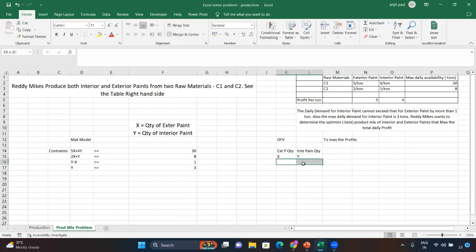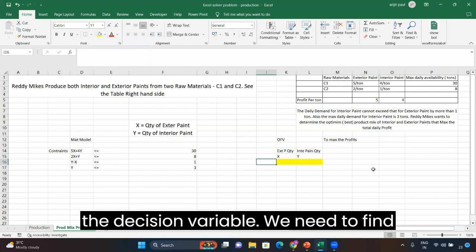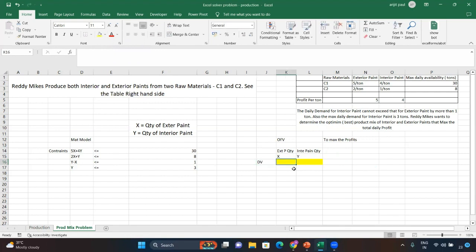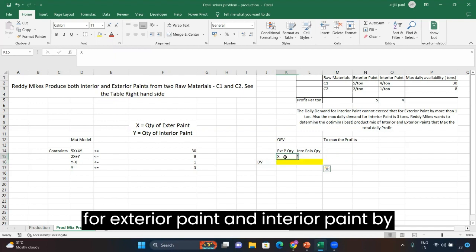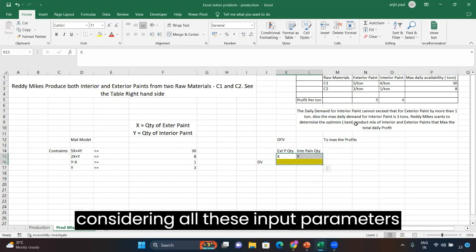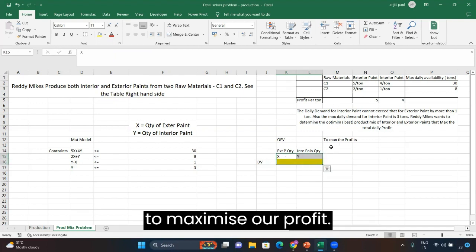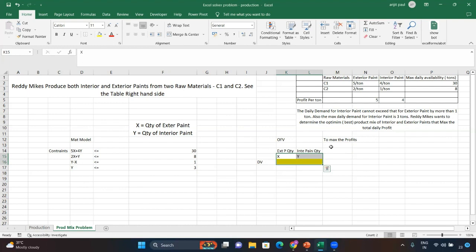Okay, so this one we need to find out. This is the decision variable. We need to find out the best production plan for exterior paint and interior paint, by considering all these input parameters, to maximize our profit. Correct. So this one we need to find out.